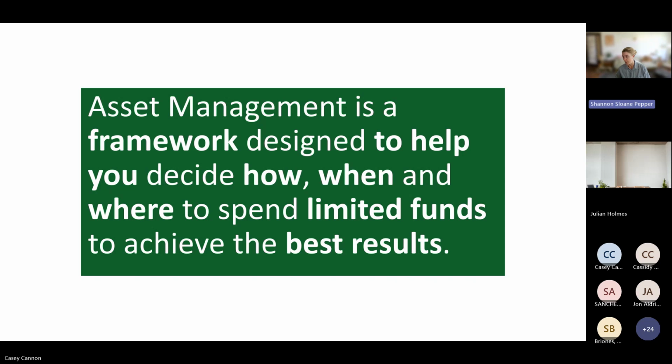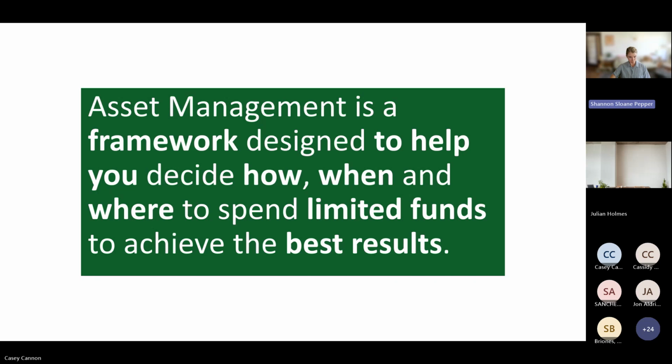And also just say too that it's more of a philosophy or frame of mind than it is a software program. You don't have to buy anything to start asset management. It's more of a framework, a way of organizing your decisions.